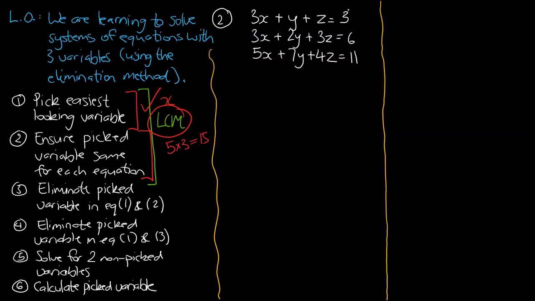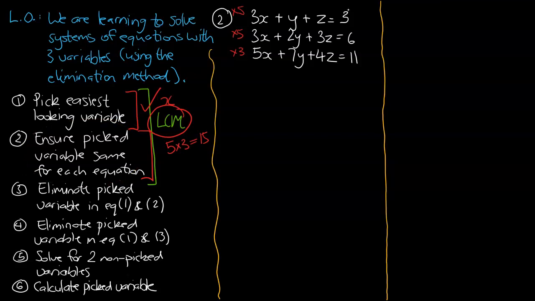What I can do is, if I times this first equation by 5, times 3x is going to be 15x. I can multiply the whole second equation by the same number, and I'll also get 15x. And then finally, down the bottom, I can't do 5, but I can multiply it by 3. And that will also get me to 15x. So if I do that for all three equations, I will have 15x, 15x, 15x. And that means I've got the same amount for each of that picked variable. So let's go ahead and do that.